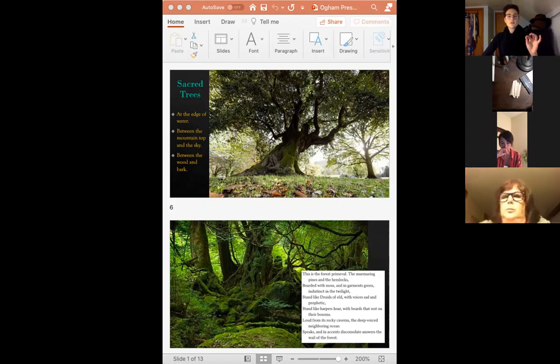And so, sacred trees. My little bullet here: at the edge of water, between the mountaintop and the sky, between the wood and bark. There is a text that describes these as three places that the druids go to gain knowledge. All right. So clearly these phrases, and these are quoted, are places where you could connect to something higher than yourself. And I immediately had this sense that each of these places would be visited for a different purpose, because think about how each is different and how each would connect you to that worship.